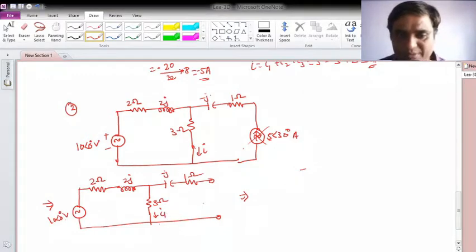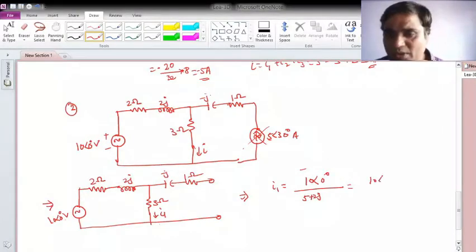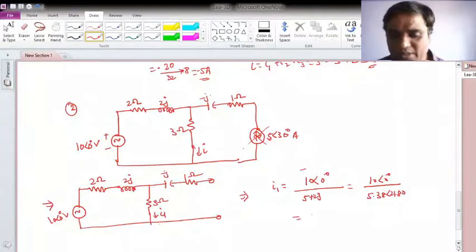Okay, let me call this I1. So I1 will be voltage 10 angle 0 degree over impedance, which is simply 2 plus 2J plus 3, so it is 5 plus 2J. If you solve, let me convert this rectangular form into polar form, which is coming as 5.38 with angle 21.80, and this current will now be 1.857 with angle minus 21.8 degree. So this will be current I1.